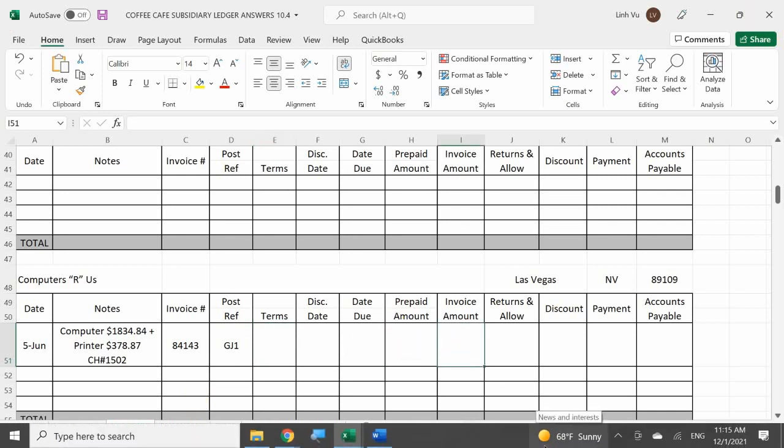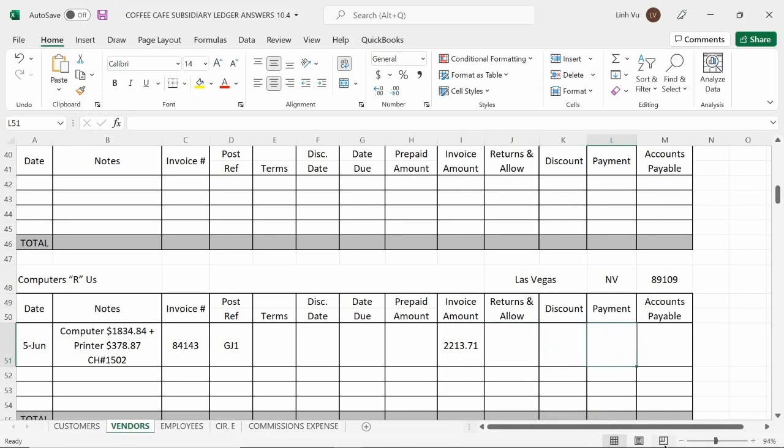Okay, but here the receipt amount was $2213.71. Okay, we haven't had the chance of whether we're going to make a return or not, right? This is for the future in case we do. Then it's going to decrease your account. But in this case, you're going to get money back. Because we made a payment using check number 1502, we paid the $2213.71. Okay? So once again, because this is looking at the perspective of an accounts payable, if my invoice amount was $2213.71 and I made a payment for $2213.71, that means I owe Computers R Us nothing.